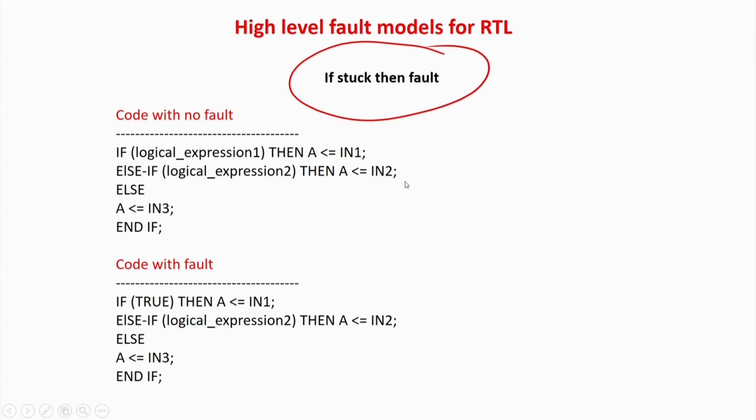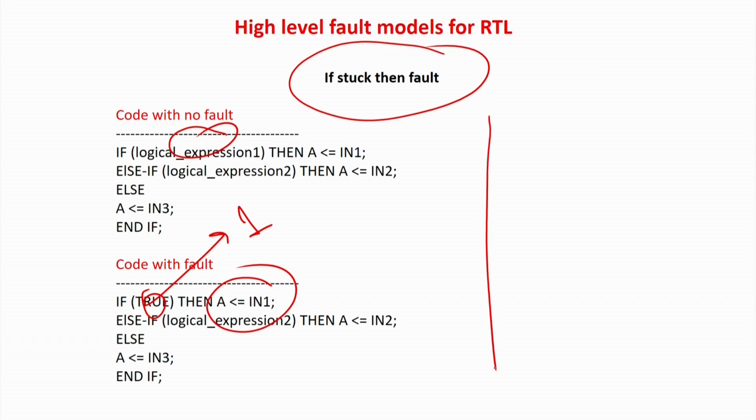Some code is there. Then what is the if stuck-at? That means this one will be stuck at 1. That is, A will always be equal to in1, because the if condition will always be true. I can also have if stuck-at 0. That means the if clause will always be false. These are all fault models which are taken basically from the software engineering perspective, and we can very easily fit them to all the RTL.